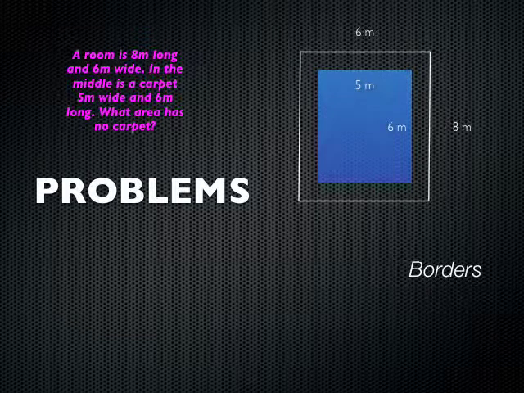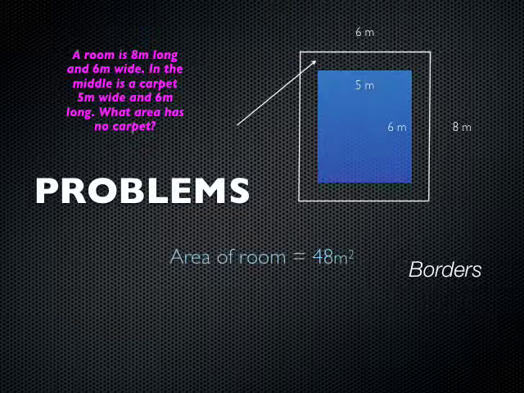Our question is, a room is 8 meters long and 6 meters wide. In the middle is a carpet 5 meters wide and 6 meters long. What area has no carpet? That's that bit between the blue rectangle and the white border. Well, the white border represents the room, and the room is 8 meters long and 6 meters wide. And so to find the area of that room, we'll multiply them together, and we get the answer 48 meters squared.